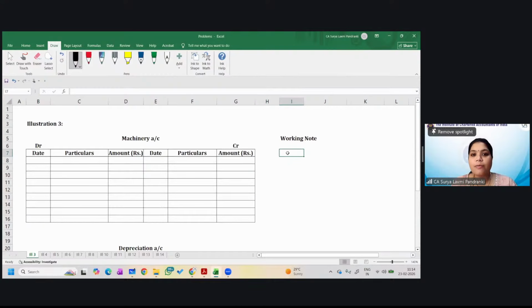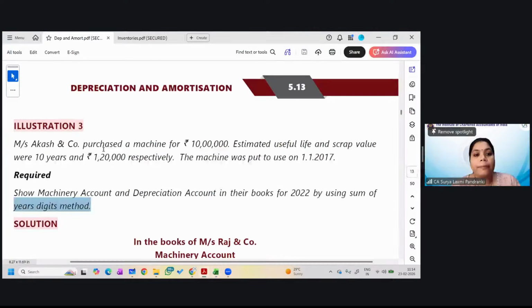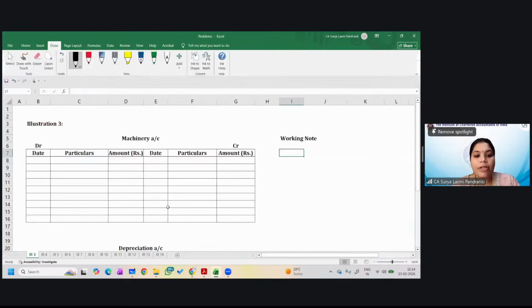I have done a little homework wherein I try to have these kind of tables so that we will be a little quick enough in doing the problems because we have to finish the depreciation chapter today. I have done these tables for all the questions and kept them ready so that we can do them faster. Okay. So I'll do the first working note. Then we have machinery and depreciation accounts to be done, right.